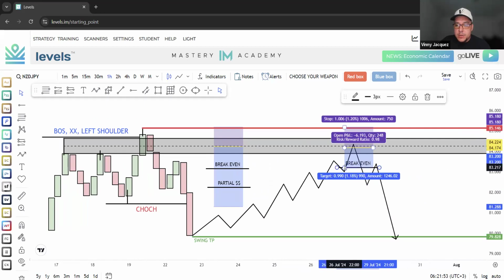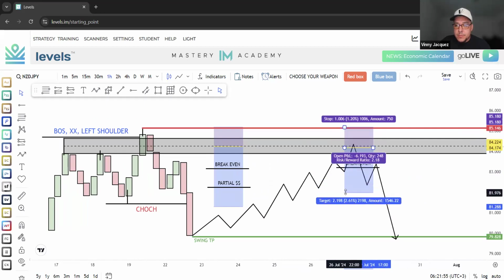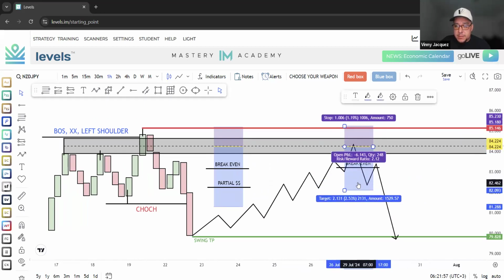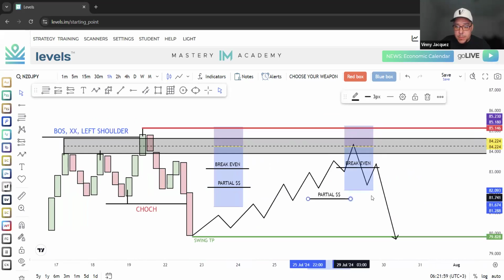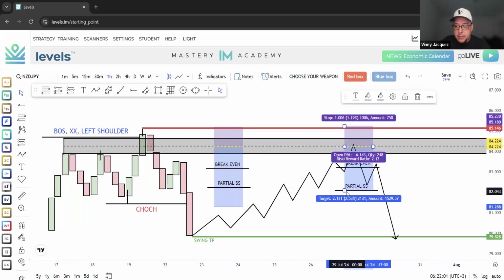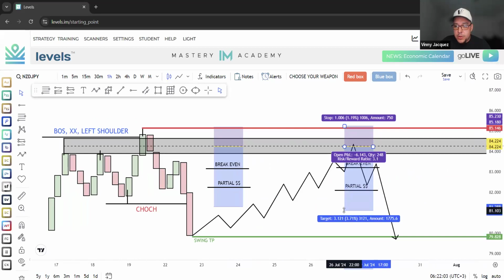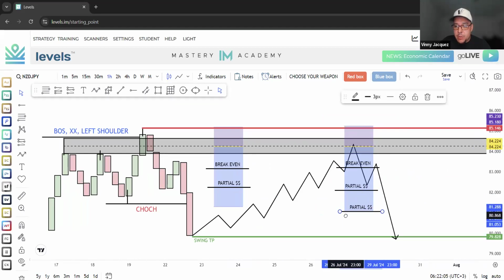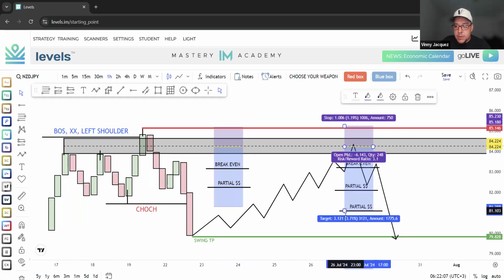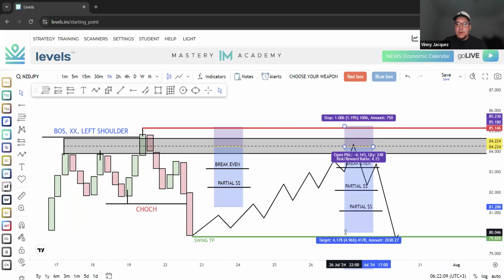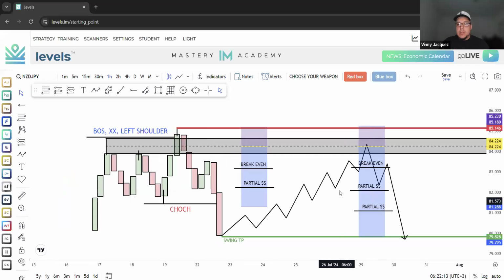1 to 2. And again, this right here is for the advanced trader. 1 to 2, I'm partialing out. 1 to 3, I partial out more. 1 to 4, I can partial out more, but I would just let that ride to the bottom. Does that make sense, guys?